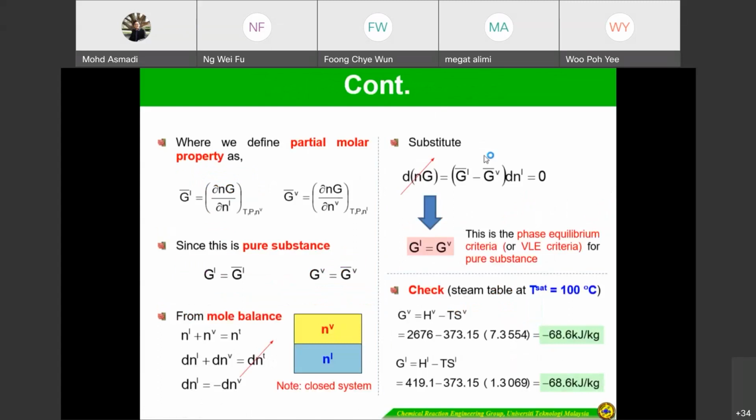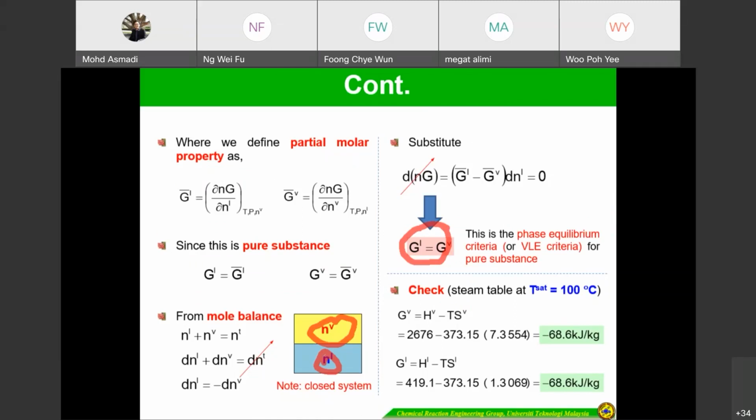Okay, if we derive, and finally we can get the mole balance for NV and also NL for the closed system, and we can get GL equals GV. This is the criteria for vapor-liquid equilibrium. You are going to learn more in chapter 11, as well as chapter 10. The fugacity, whether you have many phases until infinity, is going to be similar. For example, f alpha equals f beta equals f gamma, and so on.